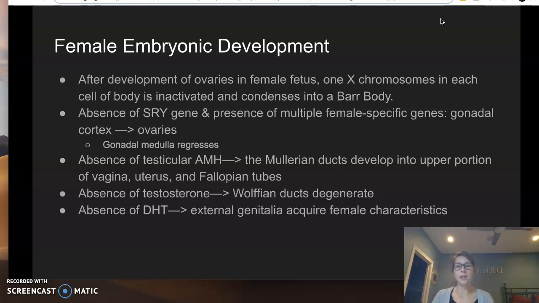Whichever one is selected. So in the absence of the SRY gene, and the presence of multiple female-specific genes, the gonadal cortex will develop into the ovaries, and the gonadal medulla regresses. So you see it's the opposite from male embryonic development. And so the absence of the testicular AMH will cause the Mullerian ducts to develop into the upper portion of the vagina, uterus, and fallopian tubes, and the absence of testosterone will cause the Wolffian ducts to degenerate, and the absence of DHT will cause the external genitalia to acquire female characteristics.